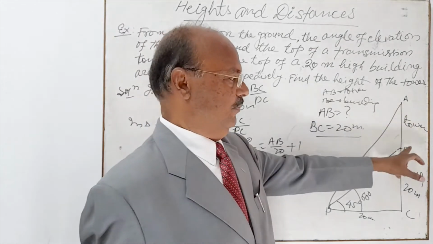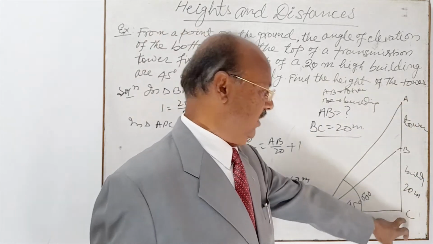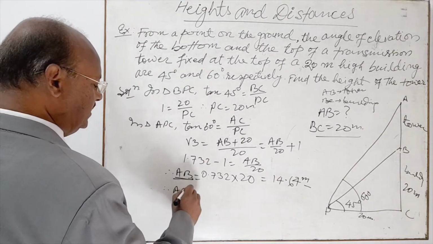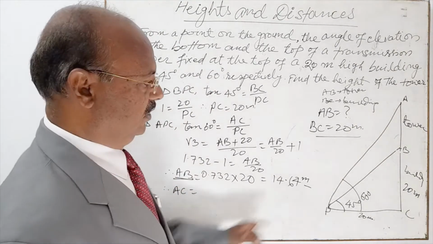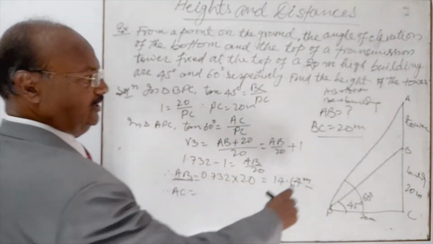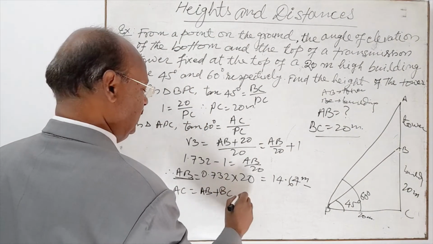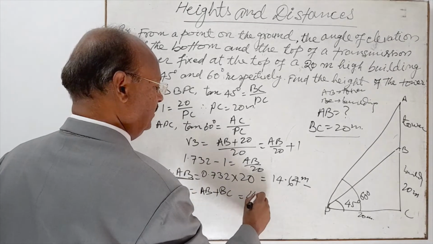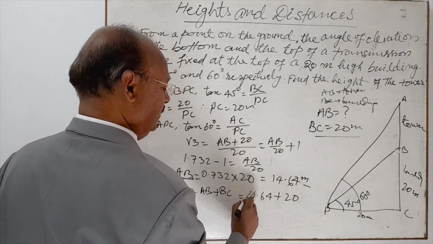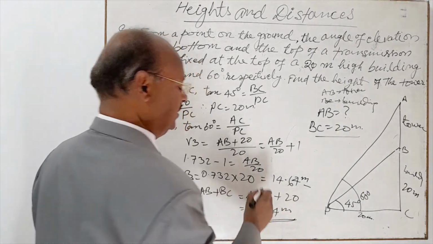But whenever you have to measure the height of the top of the tower from the ground, you will have to add 20 here. So if you have to calculate AC, as I told, the height of the top of the tower from the ground, AC will be how much? AC is equal to AB plus BC. AB is 14.64 and BC is 20. So this is equal to 34.64 meters. This is the answer.